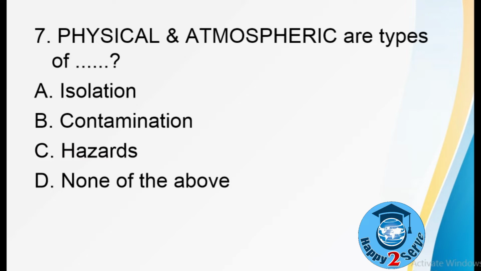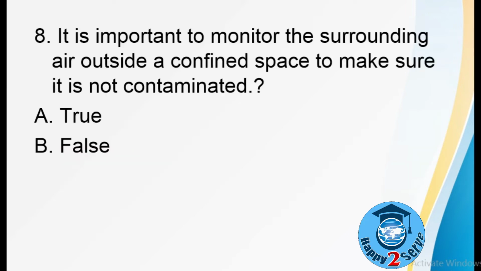7. Physical and atmospheric are types of A. Isolation. B. Contamination. C. Hazards. D. None of the above. Answer: C. Hazards.